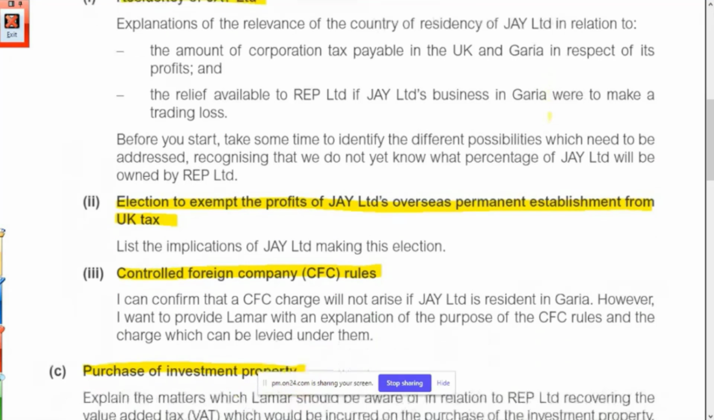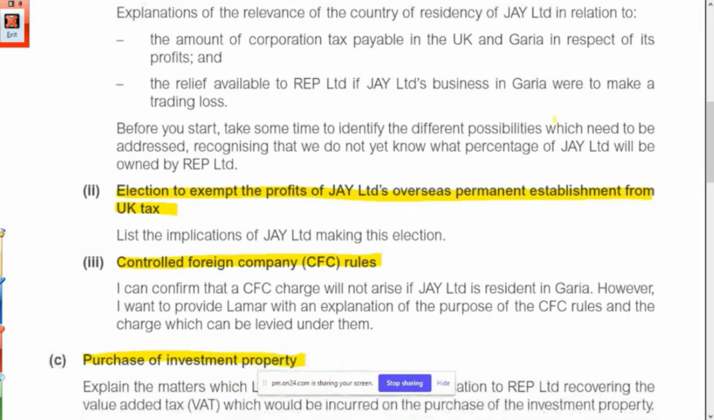And then the third point is controlled foreign company rules. I can confirm that a CFC charge will not arise if J is resident in Gary. However, I want to provide Lamar with an explanation of the purpose of the CFC rules and the charge which can be levied under them. So there's two things that you've got to address.